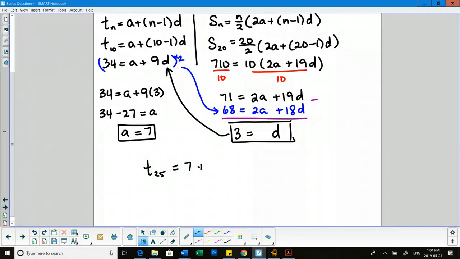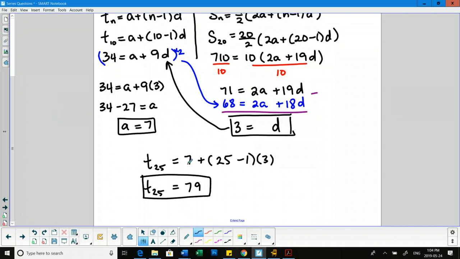So I'm going to plug term 25 into our sequence formula with the A and D that we just found, and then we'll just calculate it. Okay, so I'm getting 79. Someone just want to check that out for me, make sure I did it right. Yes. Great.